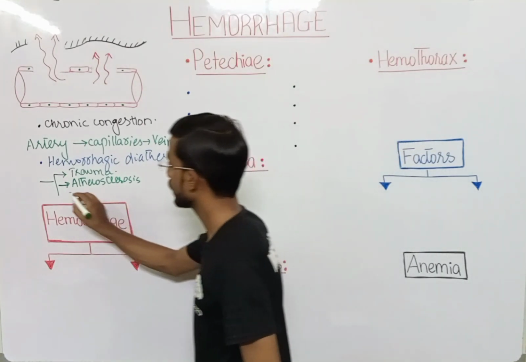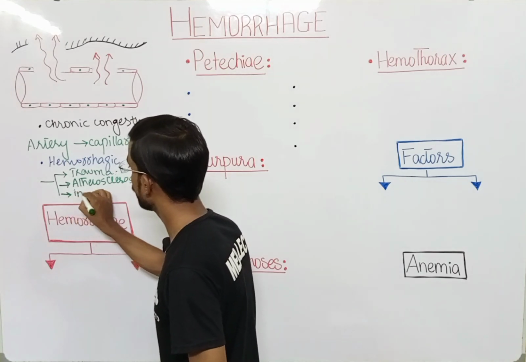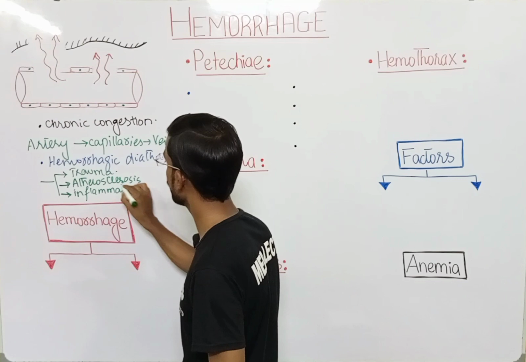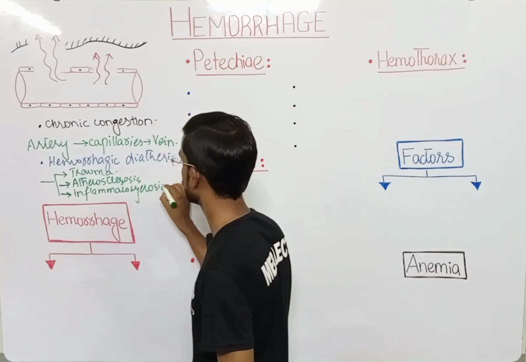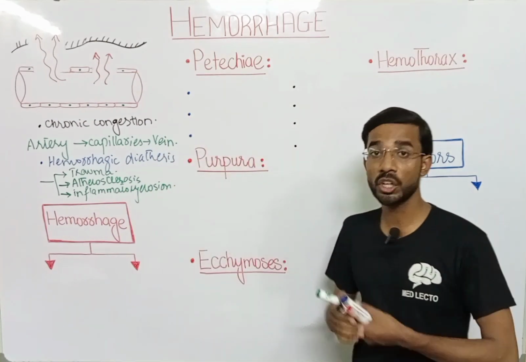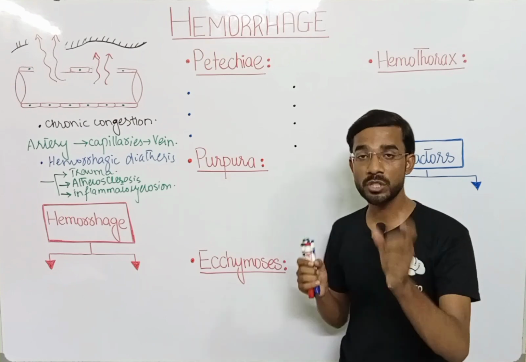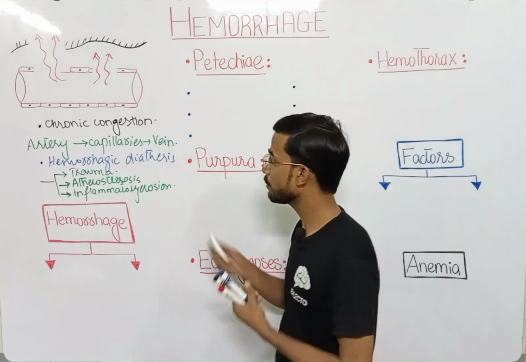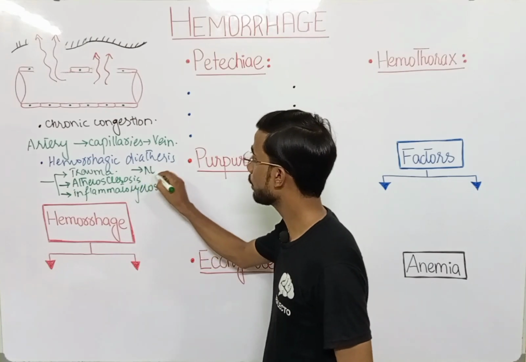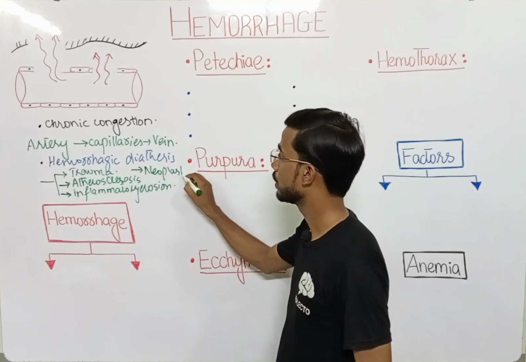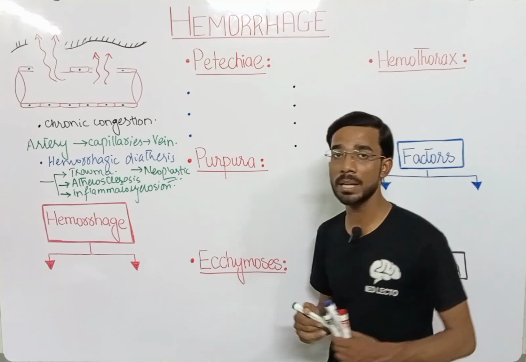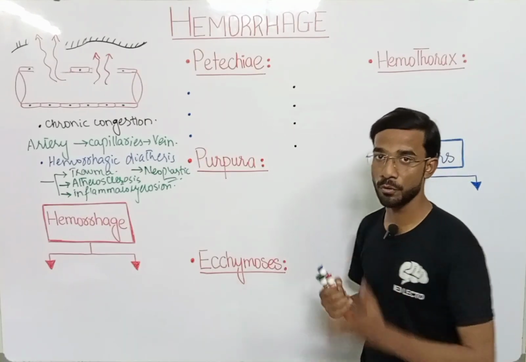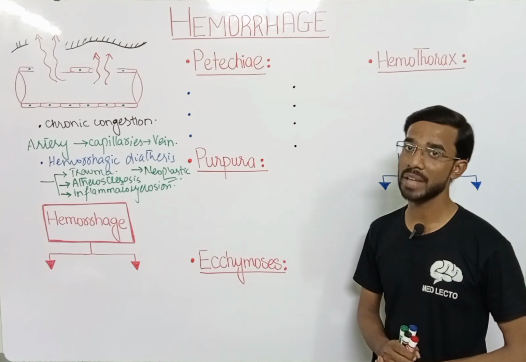Third condition is the inflammatory erosion of blood vessel. The erosion or the rupture of the blood vessel due to the inflammatory condition. And fourth one will be the neoplastic condition, that also causes the rupture of the blood vessel. So these are basically the four different conditions in which you will see the hemorrhage.